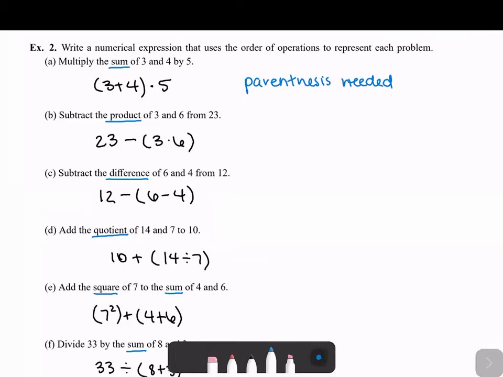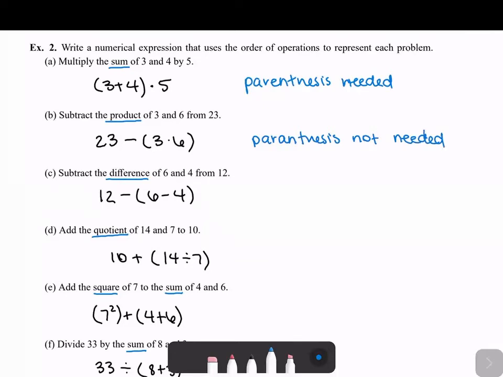So the parentheses are needed here. Okay, subtract the product of 3 and 6 from 23. So here, the thing that we're trying to do first is the product, and well, multiplication comes before subtraction. So in this case, the parentheses are actually not needed, because multiplying happens first.